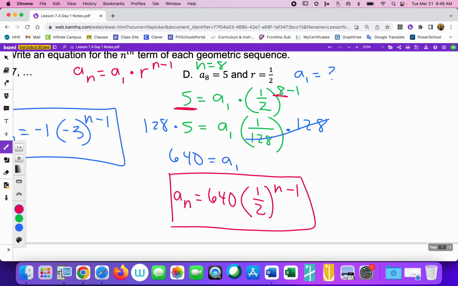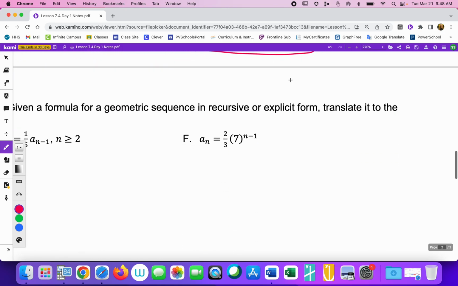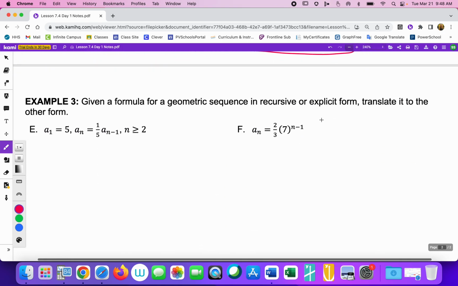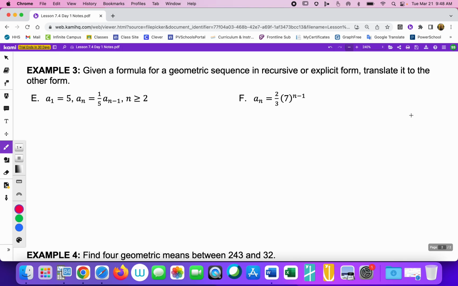Okay. Now on the back side, given a formula for a geometric sequence in either recursive or explicit form, you're going to translate it into the other. So you're going to go from one form into the other. So is E currently in explicit, which is what we just did, or recursive? Recursive. Okay, that's the longer one. So we're going to change this to the ones we were just doing. So we're going from recursive to explicit, which is this.